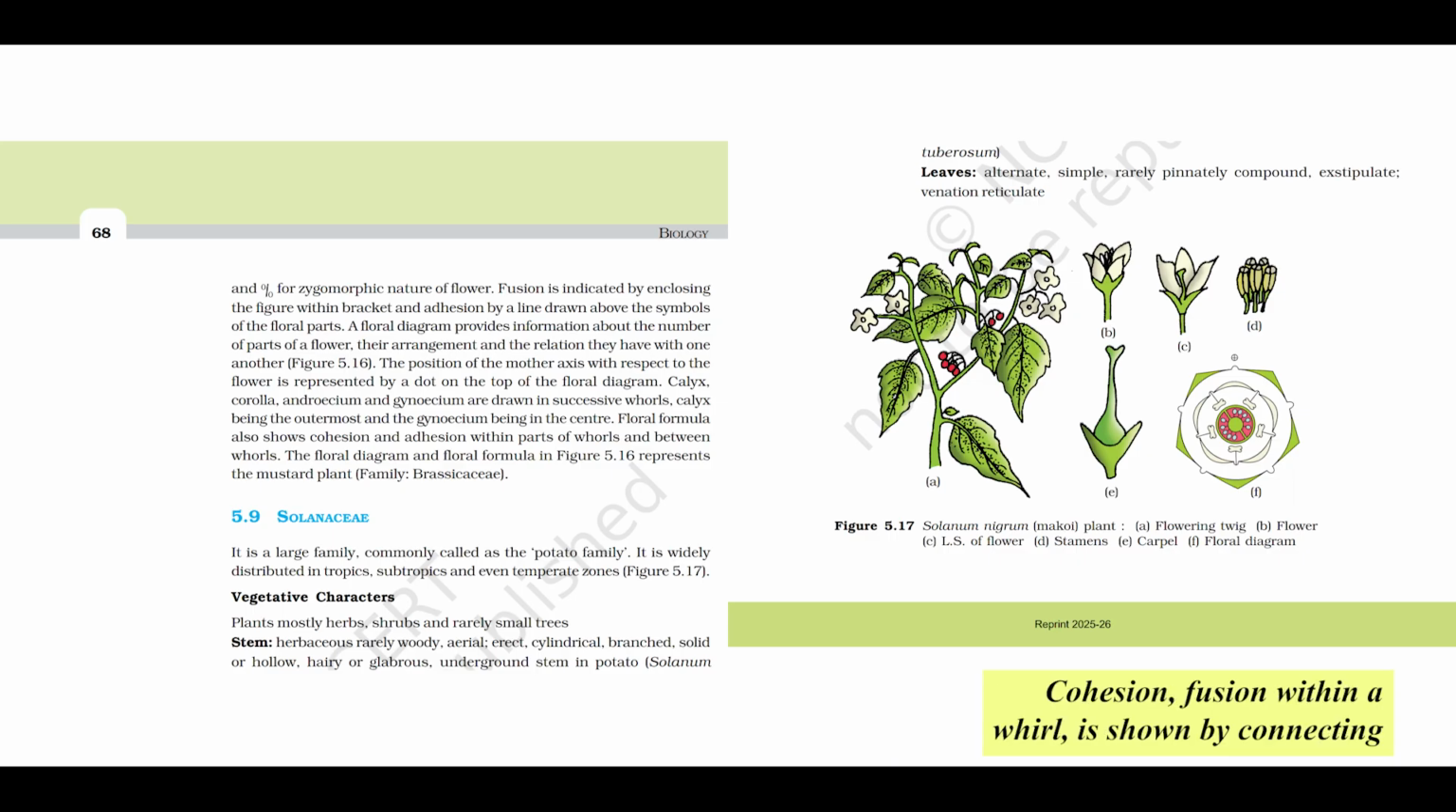Cohesion, fusion within a whorl, is shown by connecting the parts with lines or arcs within that circle. Adhesion, fusion between whorls, is shown by drawing radial lines connecting parts from different circles. For instance, figure 5.16 clearly shows the 4 free sepals, 4 free petals, 6 stamens, 4 long, 2 short, though the diagram might simplify this, and the central bicarpellary syncarpous ovary with parietal placentation, typical of the mustard family, Brassicaceae. So the diagram is like a blueprint map of the flower from above.